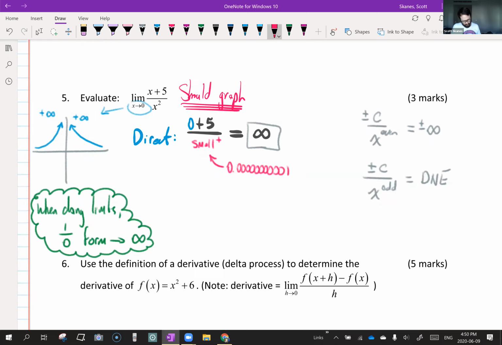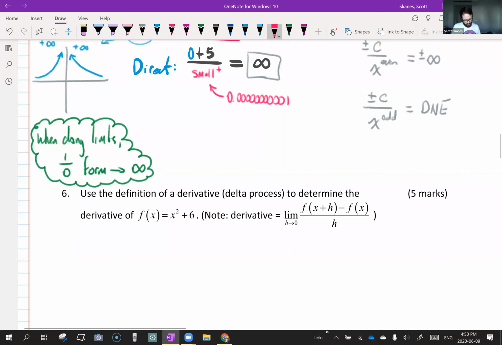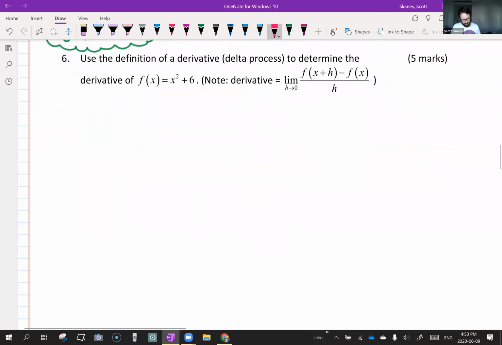All right, let's do the next question. Use the definition of the derivative. Everyone loves this question. And in fact, if you've done enough practice, it will not be difficult. Use the definition of a derivative, also known as the delta process, to determine the derivative of that function. And you'll notice you've been given the formula. So that's nice.